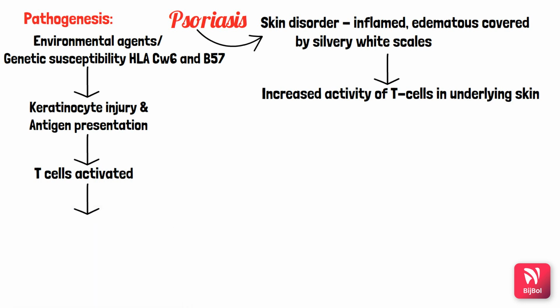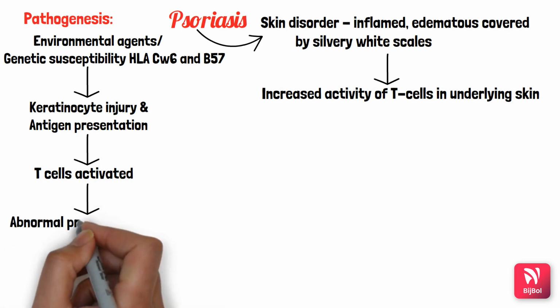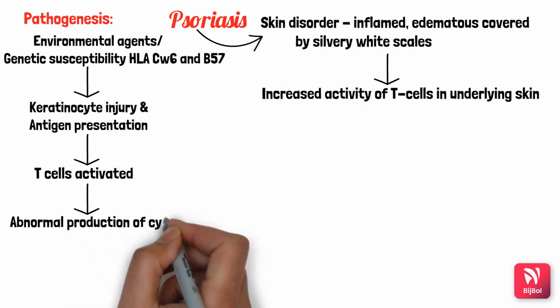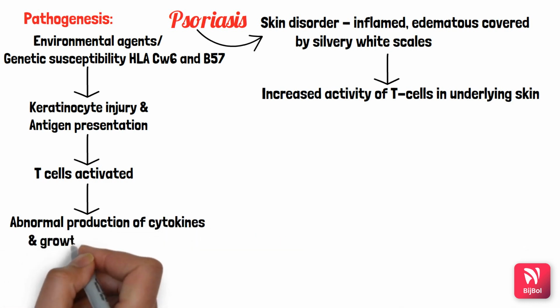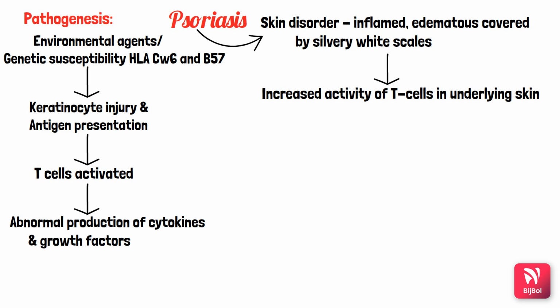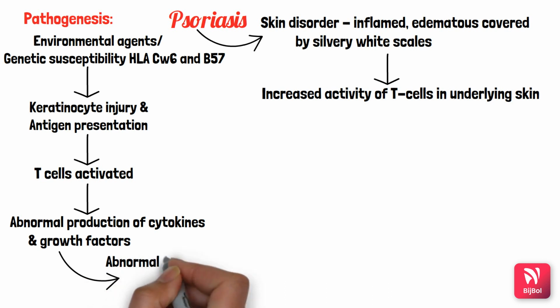Now these abnormally produced cytokines as well as growth factors will move towards the keratinocytes and help in increased proliferation of keratinocytes. Abnormally, keratinocyte proliferation will be increased. That is the main reason behind this silvery white scale appearance in psoriasis. So this is about the pathogenesis of psoriasis.